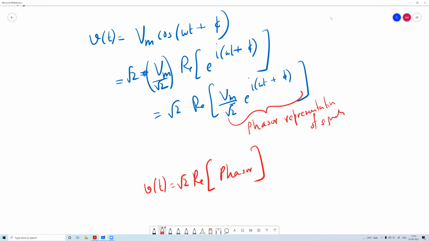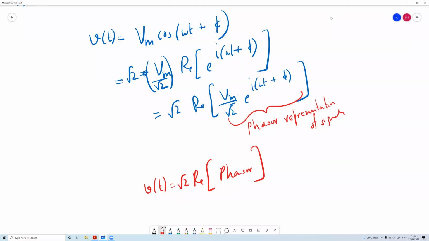Please note that the phasor and the signal are not the same thing. The signal is almost always a real number. The phasor is almost always a complex number. But we often prefer to represent a signal by the corresponding phasor notation because it gives us some advantages, because it helps us to make our calculations easier. Is it okay? Yes, sir, please repeat. Sure.